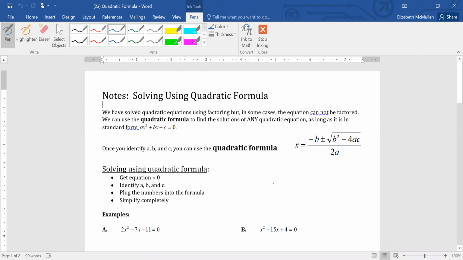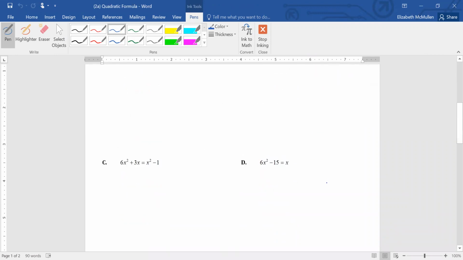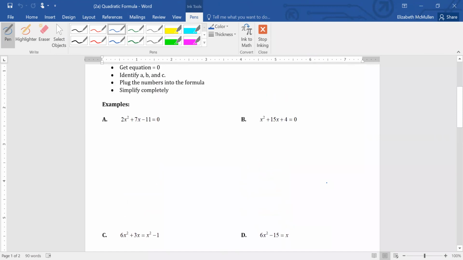For example, if we look down here at example B, using the AC method, we have A, we have B, we have C. 1 times 4 gives us 4. But do we have any factors of 4 that add to make 15? No. So this quadratic equation is actually prime. I can't factor it. However, I still want to find out what x equals. So I need a different way of solving this equation that will allow me to find out what x equals without being able to factor it.